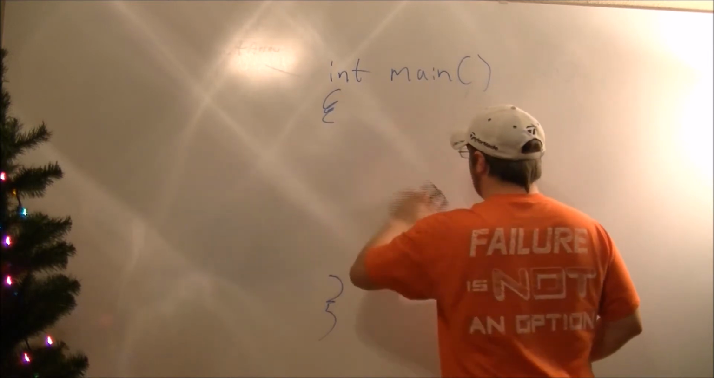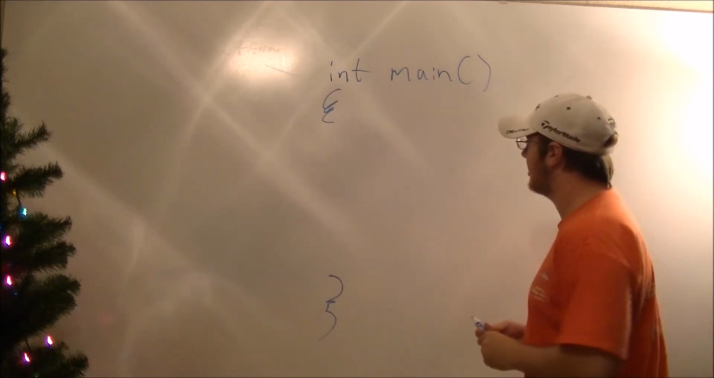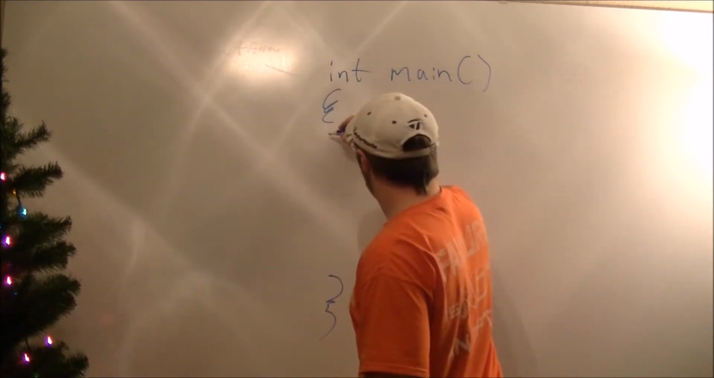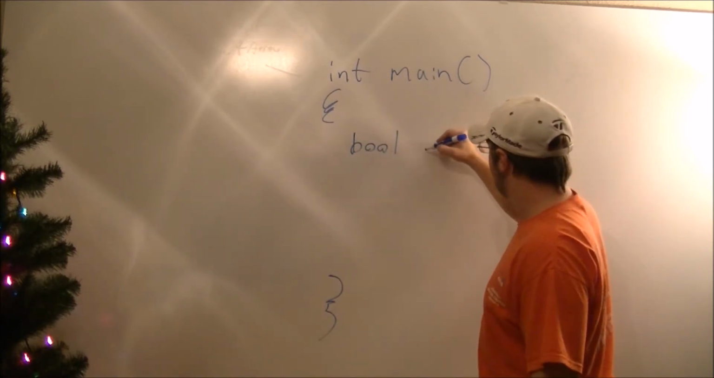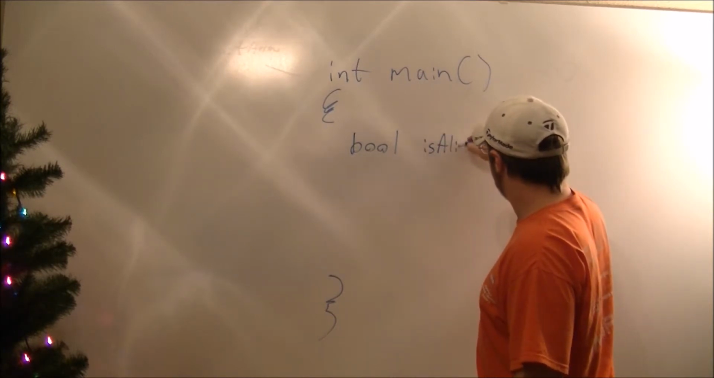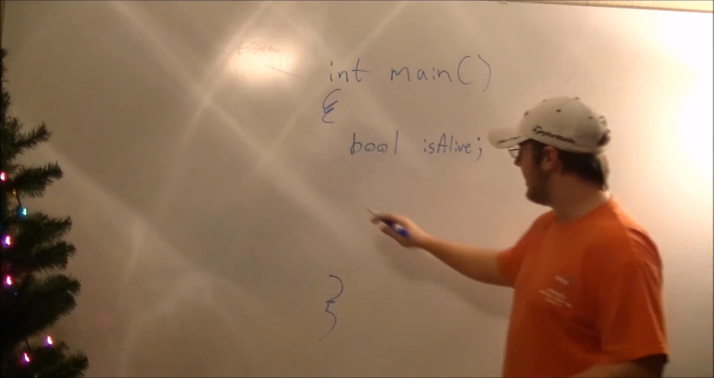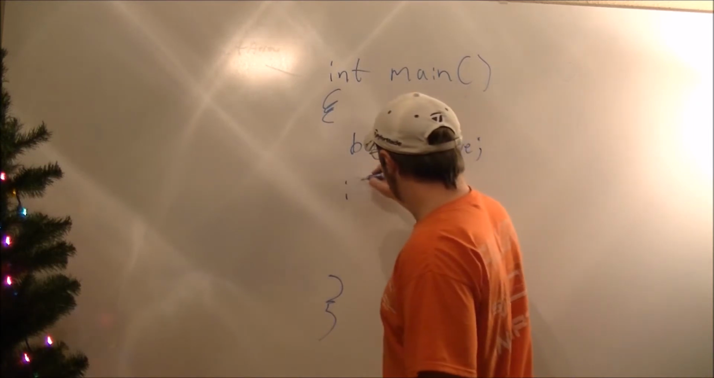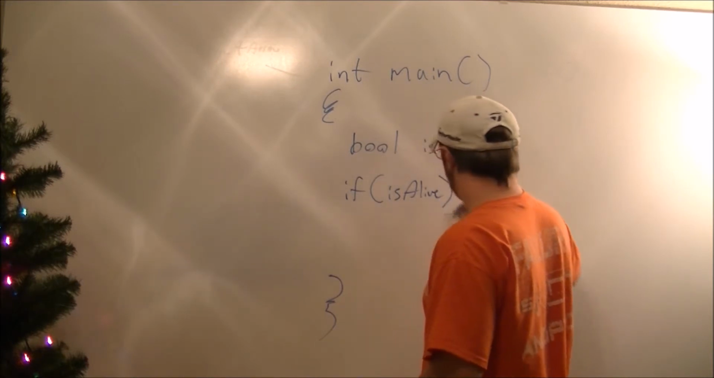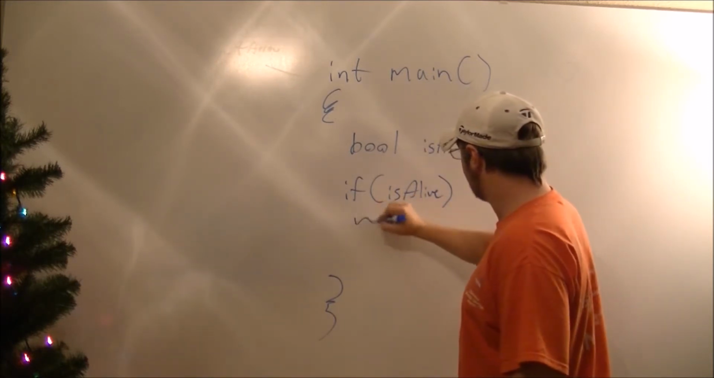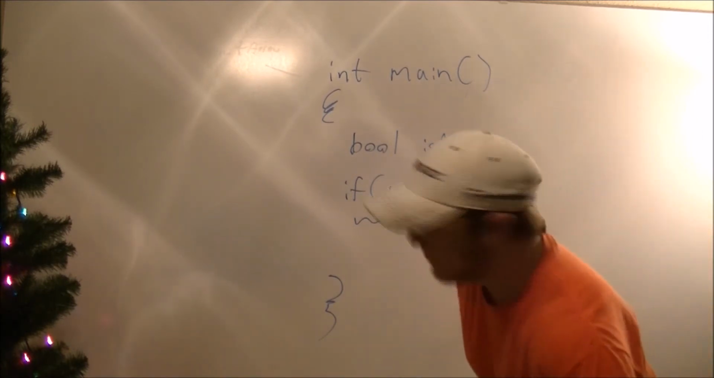So real quick, we'll look at a true or false statement, just so you get an idea of how that might work. So we would do something like, we need a bool, and we're going to call this is alive. And then we might write something down here that says if is alive, then execute some code. That might check and see if our character is alive or not.